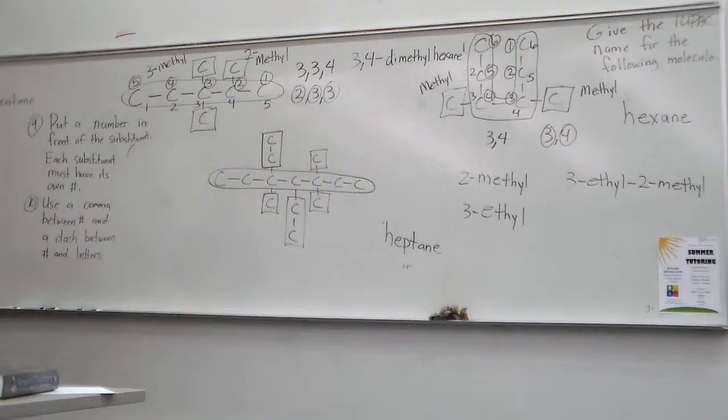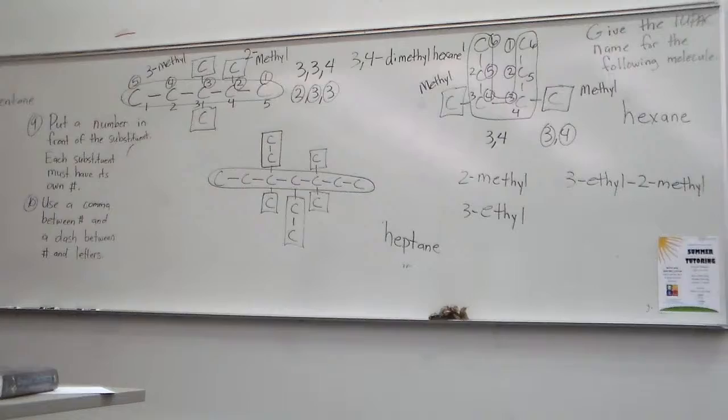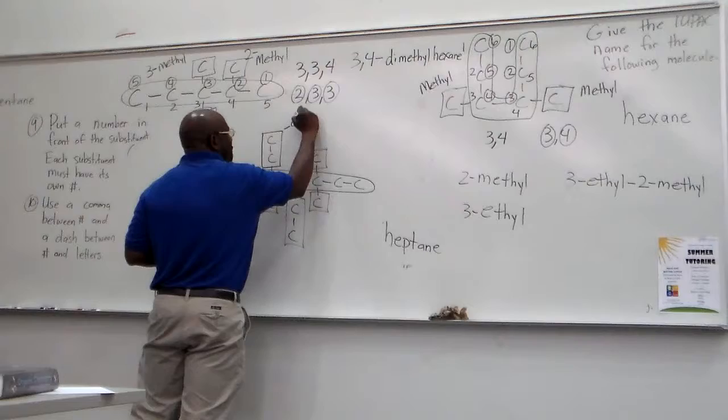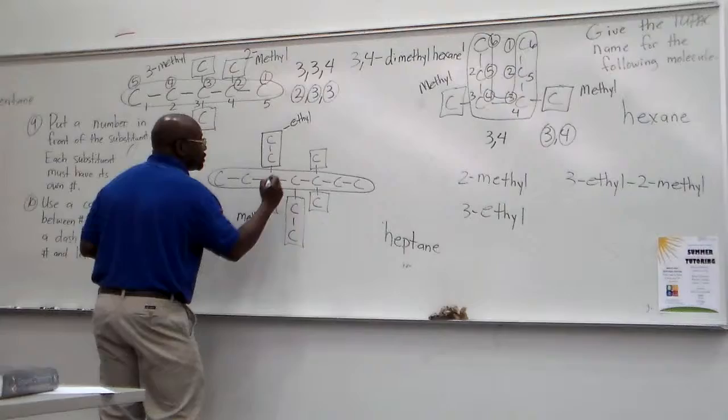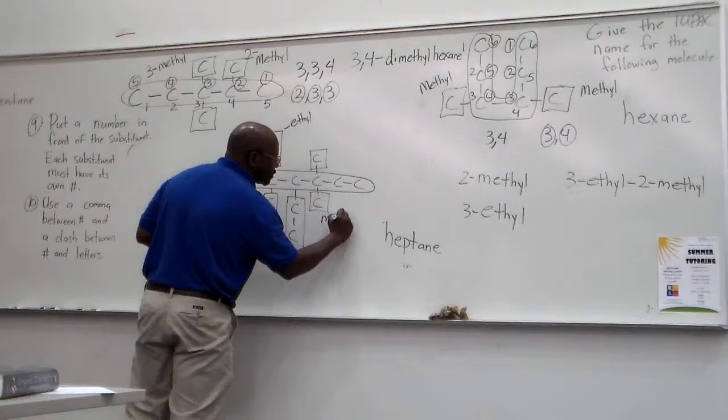We're going to take our boxed units and name them according to the organic prefixes. One carbon atom is meth, or methyl. Two carbons is ethyl. Methyl. Methyl.